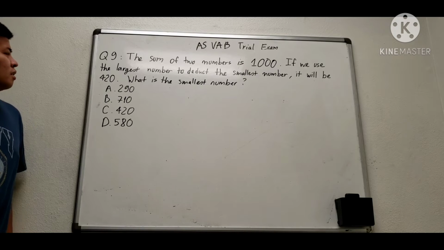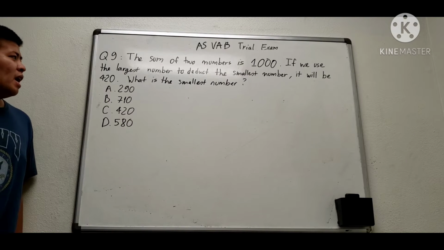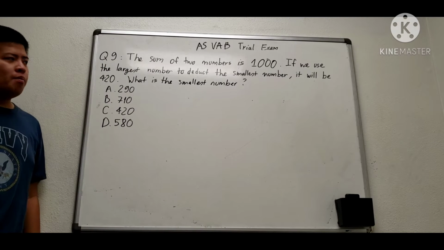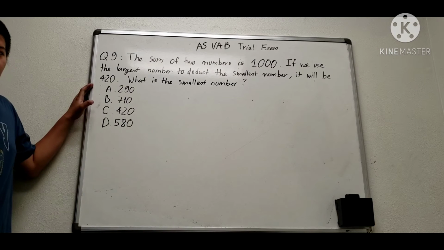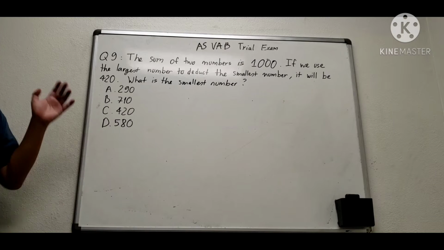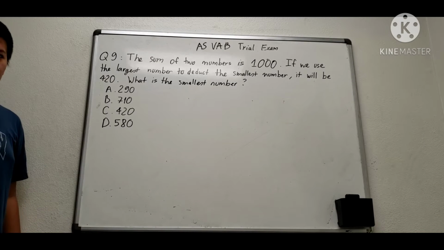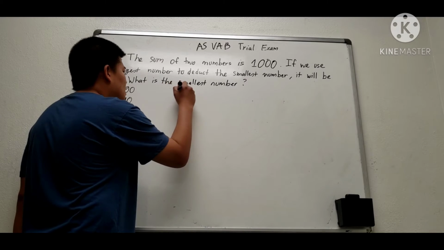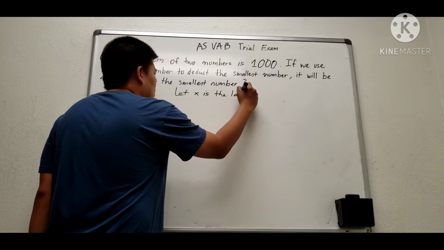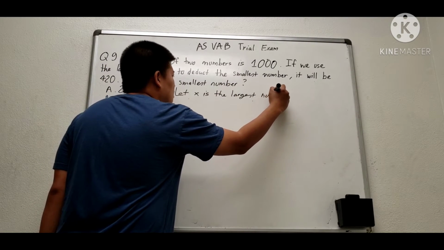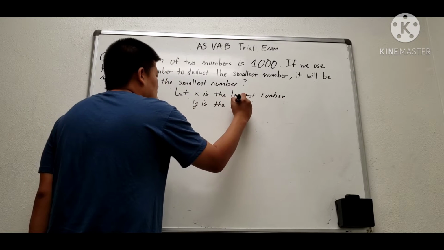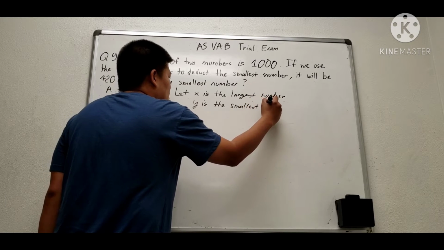Question number 9. The sum of two numbers is 1000. If we use the largest number to deduct the smallest number, it will be 420. What is the smallest number? So here, the question asks us to create the system. Let S be the largest number and Y be the smallest number.